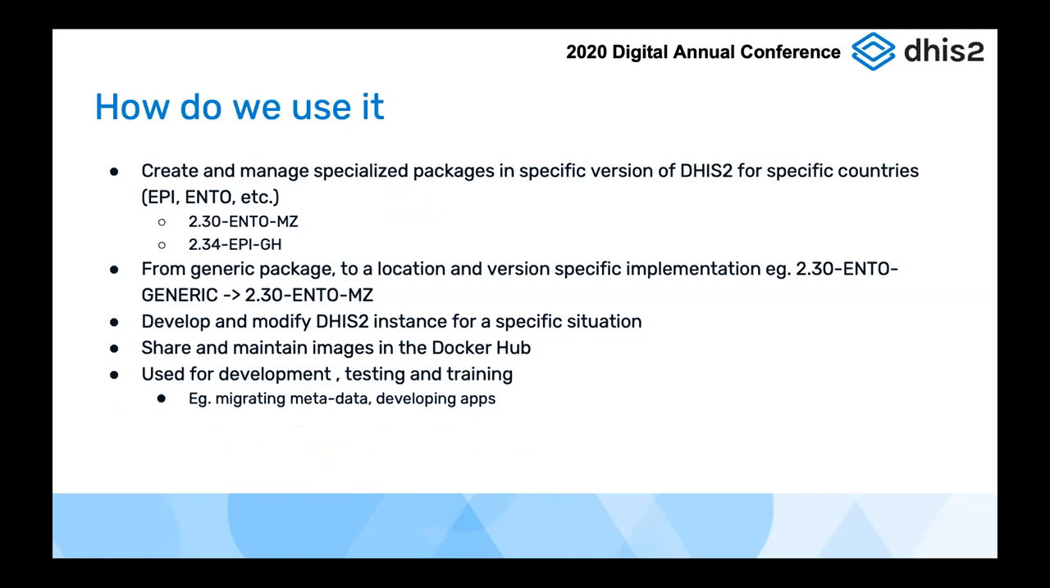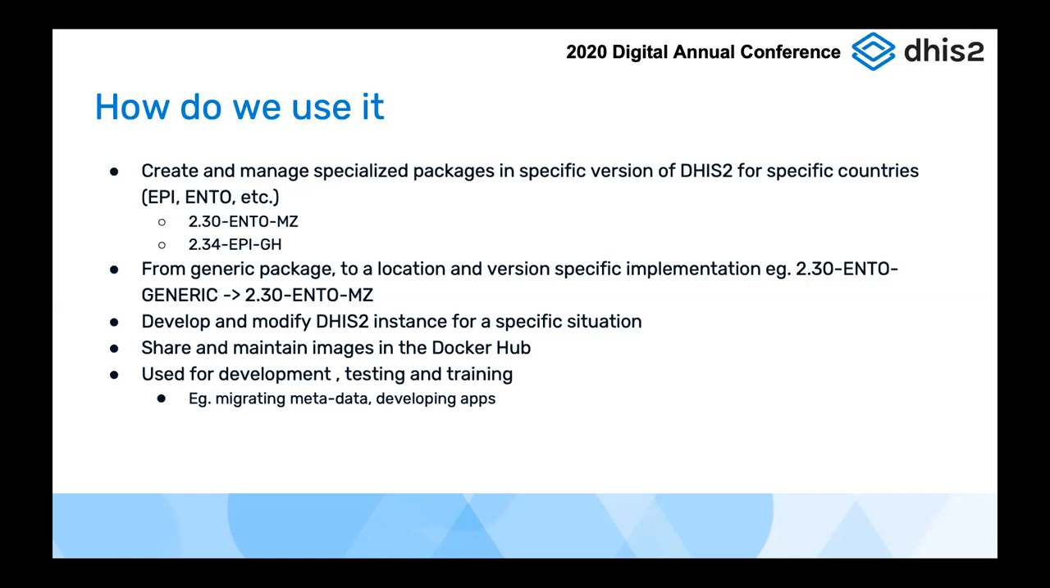We use it to create specialized packages and specific versions of DHIS2 for countries. This can include our EPI modules, ENTO modules, and any specific modules that we create. An example is we would install a version of DHIS2, say 2.30, then install the ENTO module, and then make it specifically the installation for Mozambique. And as a second example, it could be version 3.4 EPI model for Ghana.